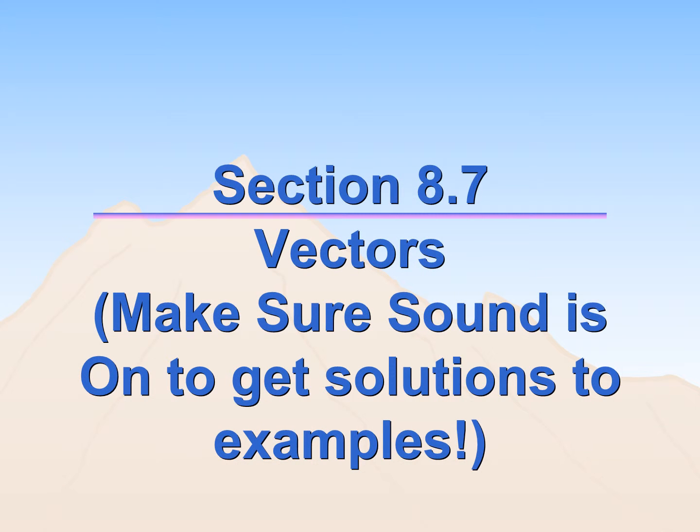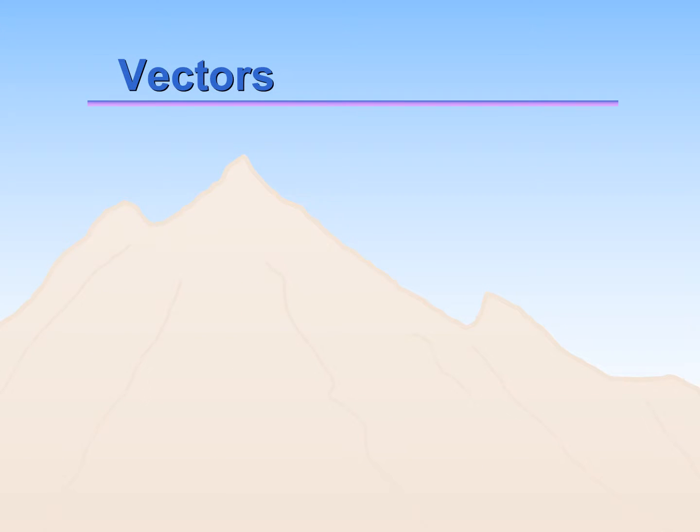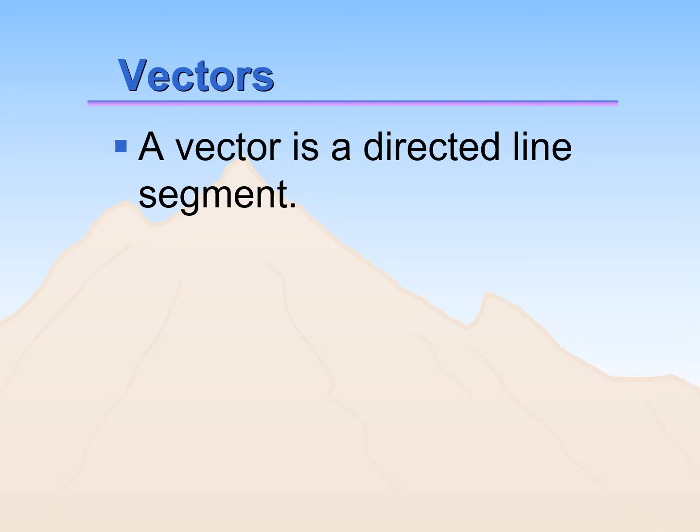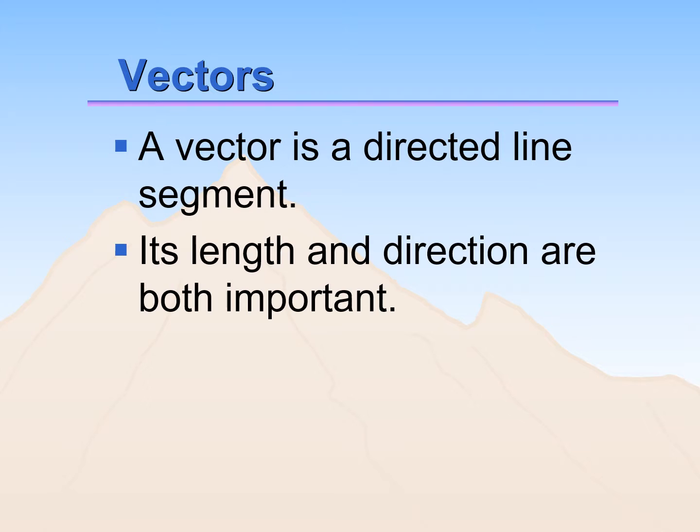All right, we're being introduced to vectors today. So a vector is just a line segment that has direction. A characteristic of a vector is that it's going to have a length and it's going to have a direction. So a vector is going to have length and direction.